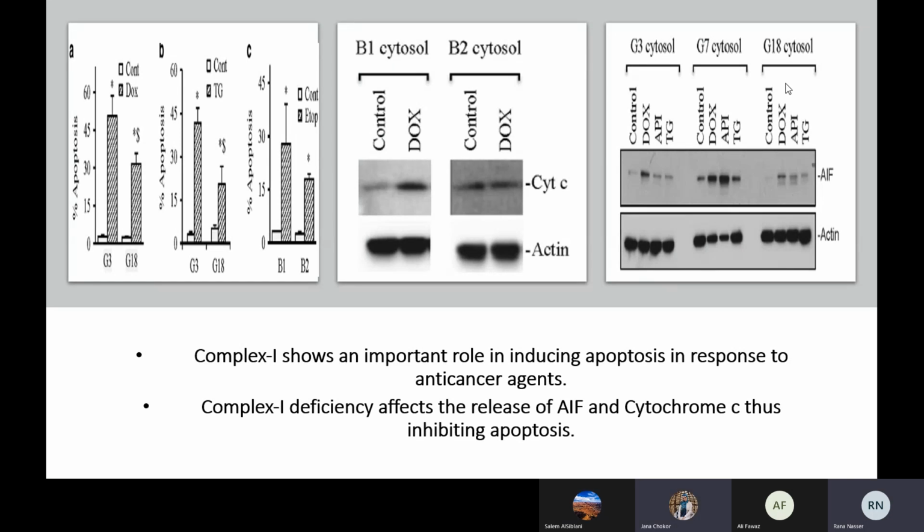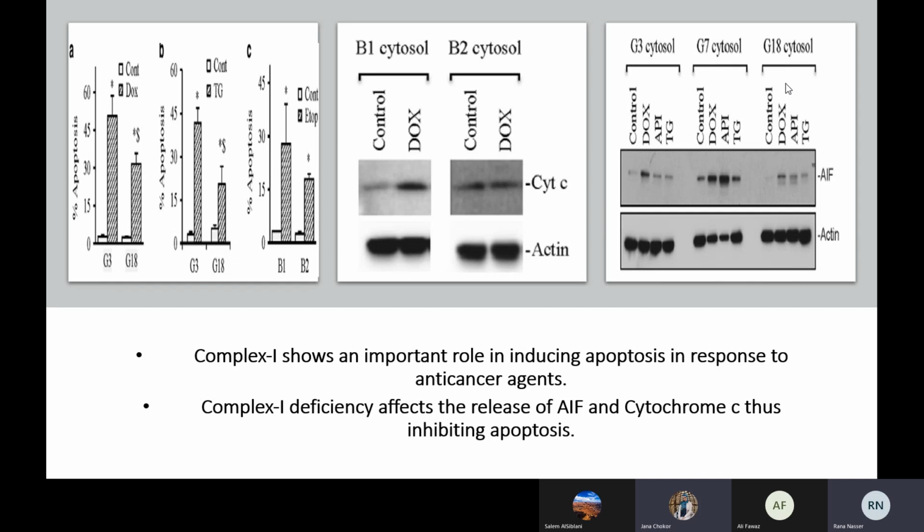Hi, I'm Jana, and on this slide I'll be explaining 3 experiments. Now, in the first experiment with the 3 graphs, we wanted to determine the percentage of apoptosis in the wild-type cells and complex 1 deficient cells with different anti-cancer agents.